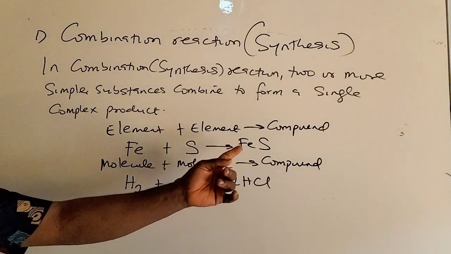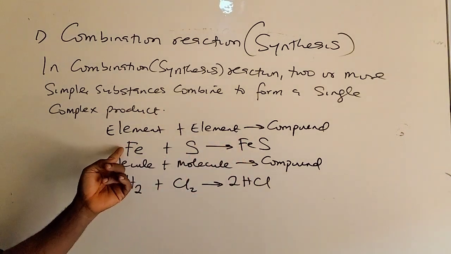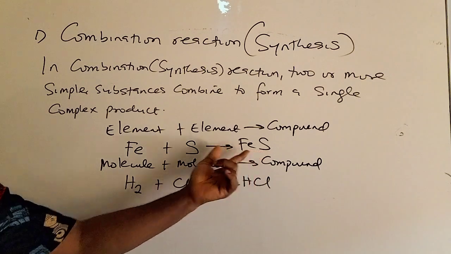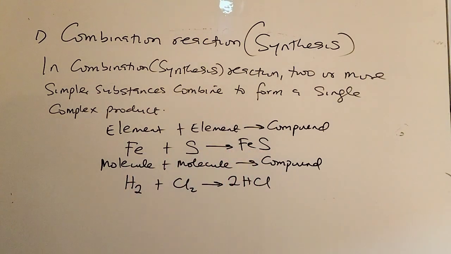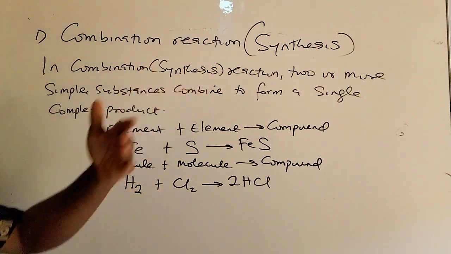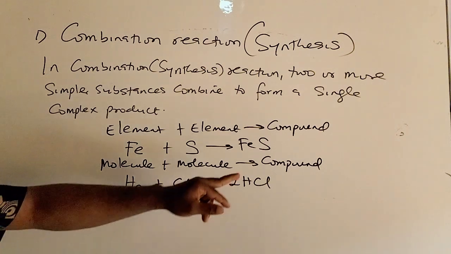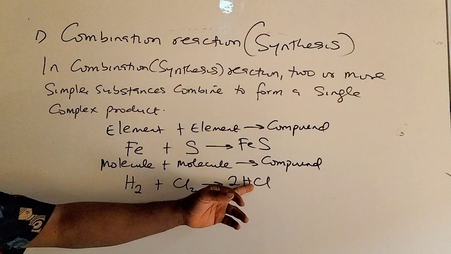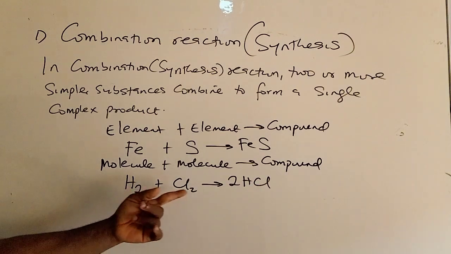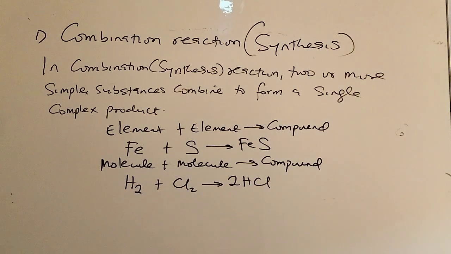Look at it very well. You see that the product, if you split it, you have the reactants. The product contains iron and sulfur. HCl contains hydrogen and chlorine. That is combination reaction. Either call it direct combination or you can call it synthesis reaction. Iron sulfide is synthesized from its elements. HCl is synthesized or produced from its elements. That's what is meant by combination reaction.